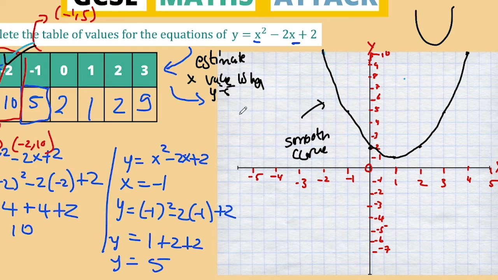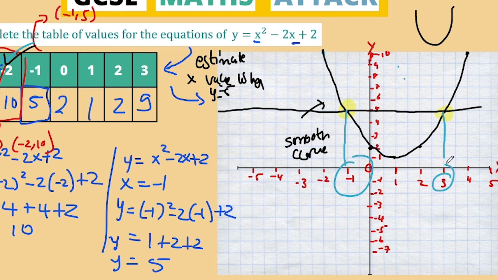So you literally draw a graph of y equals 5, and that's a straight line graph, as you can see. So a straight line, and you can see that it actually touches at 2 points. Here's one of them, and here's another. So what you're going to do is read it off. You've got -1, and you have 3 over here. So when y is equal to 5, x is equal to -1, or x is equal to 3.